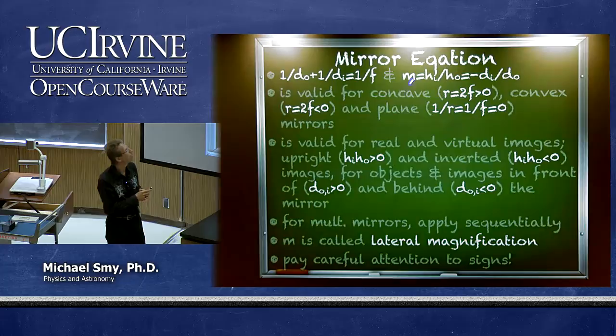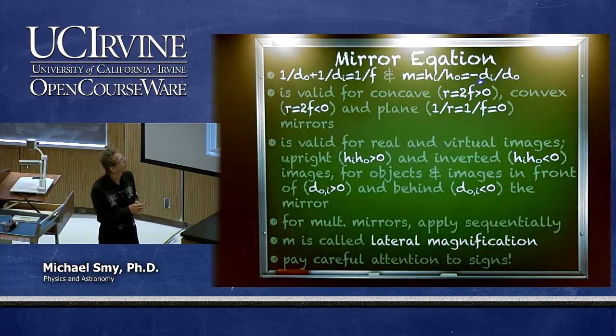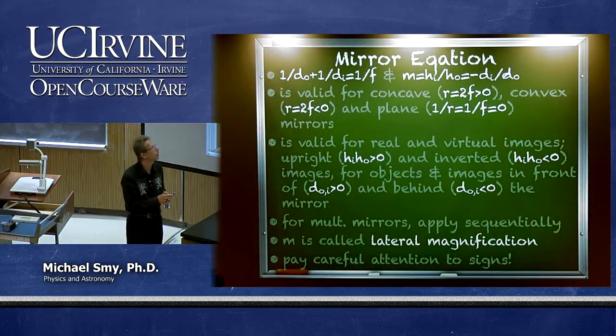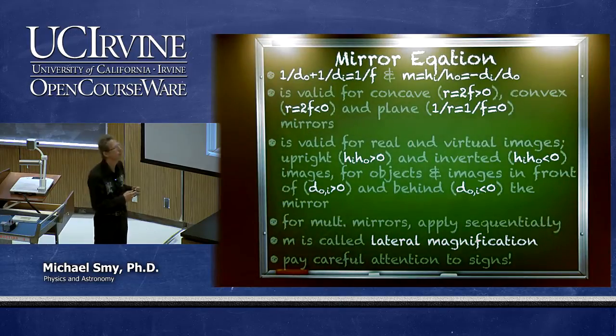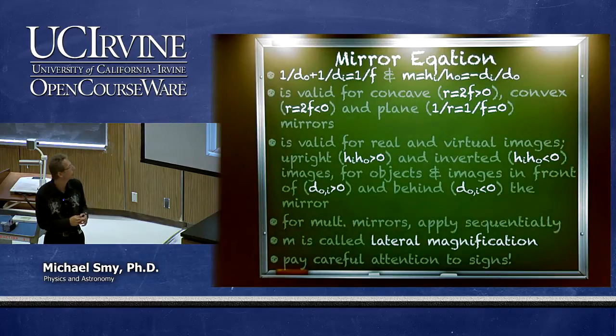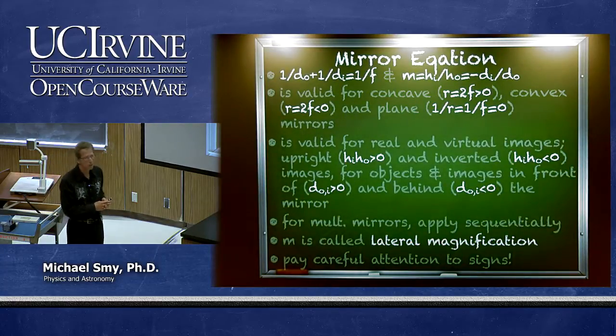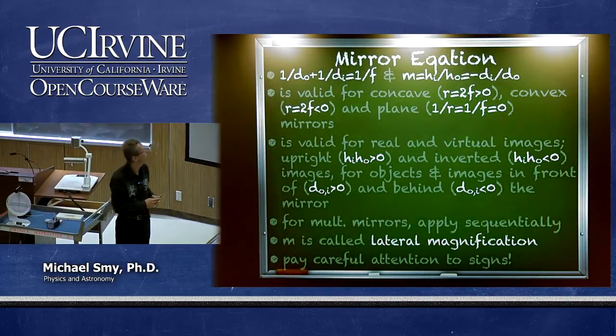Then the magnification of the image, that is the height of the image, hi, divided by the height of the object, ho, is given by minus the distance of the image divided by the distance of the object. So with these two equations, you can always find the position as well as the size of the image. And this mirror equation is valid both for concave and convex mirrors.